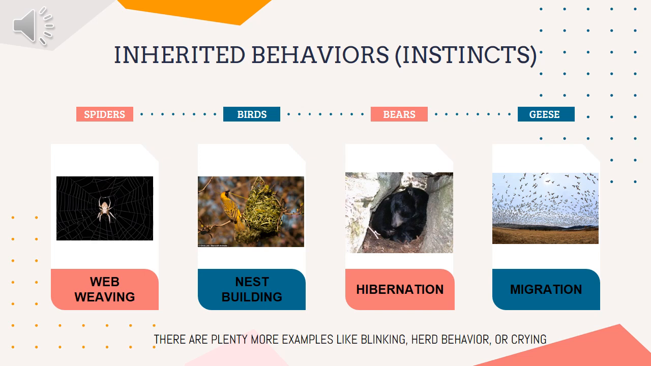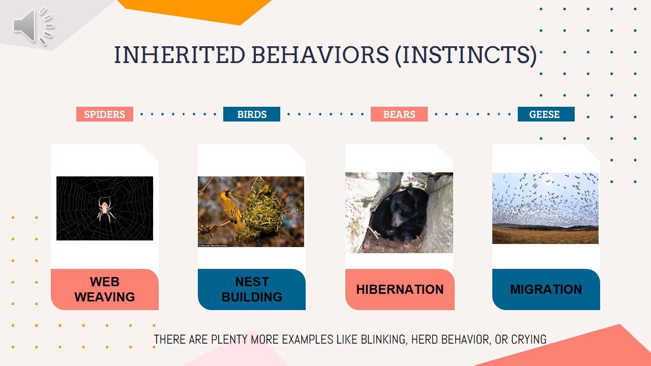And then also migration. I have an example here of these geese that migrate from the northern areas to the southern areas in the wintertime because it's warmer in the south. So again, the inherited behaviors or instincts are not things that the animals have to be taught to do. It's something that the animal does automatically in response to what's going on around them, something they're born with. It's inside of them. They just know how to do it.